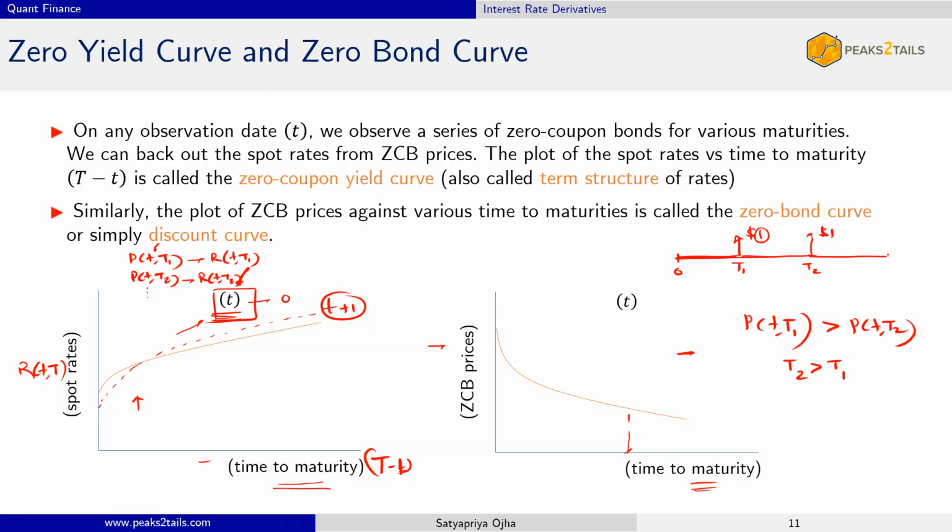Correct. Another zero coupon bond has a maturity T3, pays $1. The price of this one, you will only discount by this much PV. For this one, you'll discount by a much bigger discounting factor because of the time.